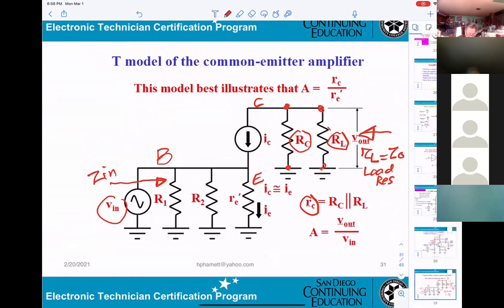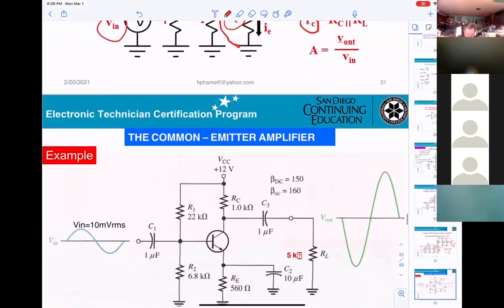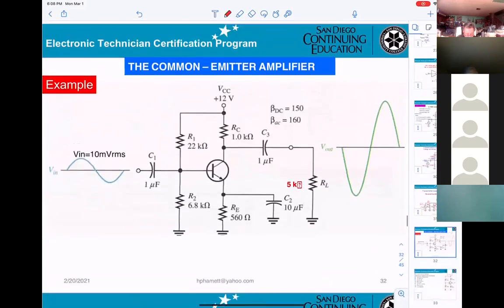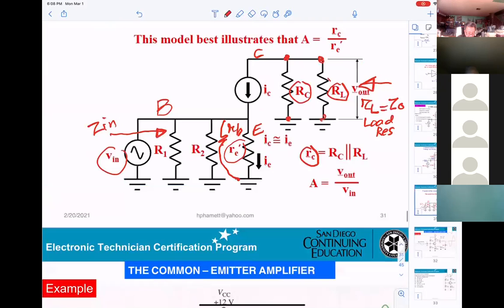Now, R prime E means the internal resistance. But you have to get one resistance from the base into the root. That's what they call RB. Let's see what they're telling you here. They're not giving you that, they don't care. However, you can see G in will be equal to R1 parallel R2 and parallel RB.